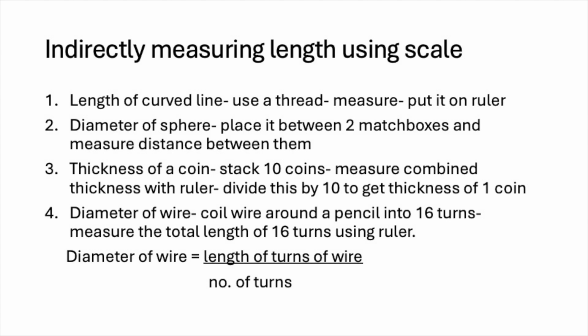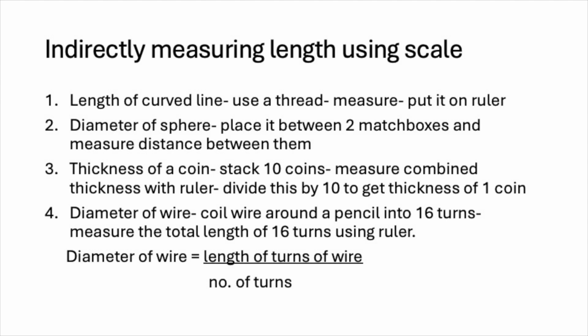The length of a curved line. We use a thread and then we measure it and put it on top of a ruler. The diameter of a sphere. Place the sphere in between two matchboxes and measure the distance between the two matchboxes from the ruler. The thickness of a coin. You stack 10 coins against a ruler, measure the combined thickness with the ruler and divide this by 10 to get the thickness of one coin.